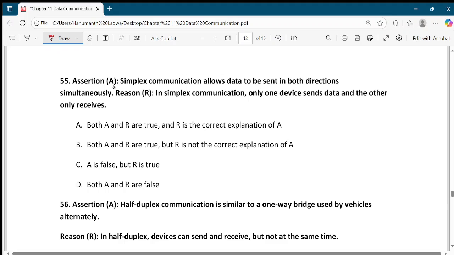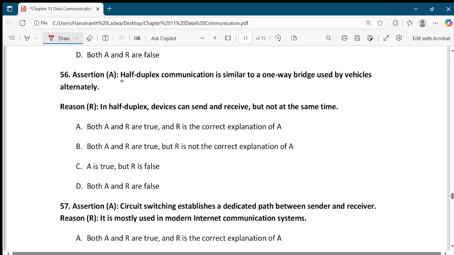Question number 55. Assertion A: Simplex communication allows data to be sent in both directions simultaneously. No, this statement is false. In simplex communication, only one-way communication is possible. Reason R: In simplex communication, only one device sends data and the other only receives. Yes, this is true. Here you can observe option C, A is false but R is true, is the right answer.